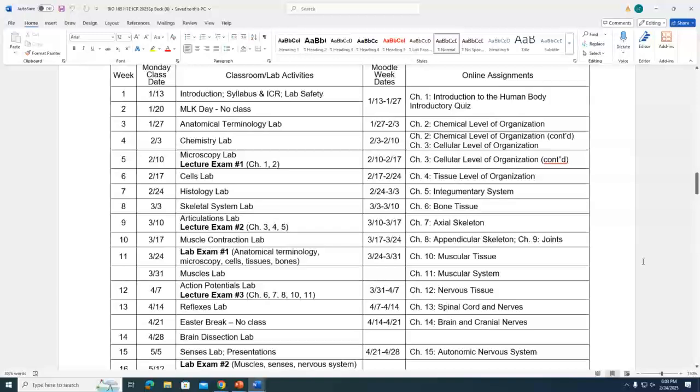Okay, well, I guess we better do something. So here's our schedule. Today is the 24th. Month went by fast.